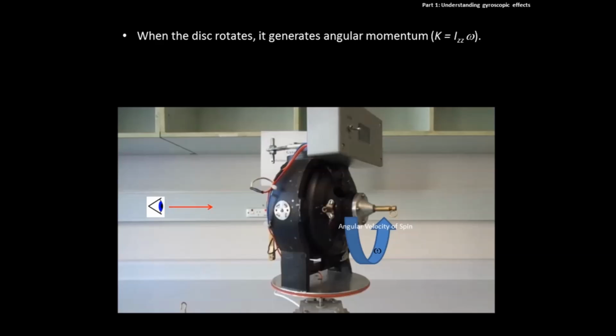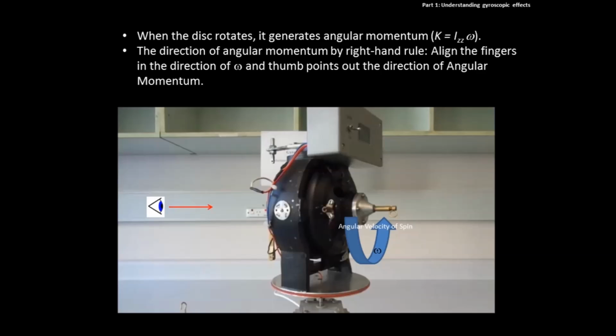And angular momentum can be defined as the mass moment of inertia times the angular velocity of spin. And you can find out which way the angular momentum will work using the right-hand rule. You align your right-hand fingers in the direction of spin, and the thumb should point out the direction of angular momentum. So in this case, the angular momentum will work in the direction shown, while you have an angular velocity of spin clockwise looking from left.